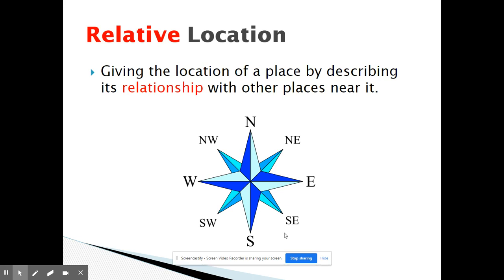So you're going to give the location of a place by describing its relationship with other places near it. You can really hear the word relationship and relative go together. Like they seem like they are very similar. And that's how you can remember what relative location is. You have to describe where a place is in relation to another one. So if you know where Columbia is and you're trying to figure out where Macon's at, you can describe where Macon's at in relation to Columbia. So Macon would be north of Columbia.